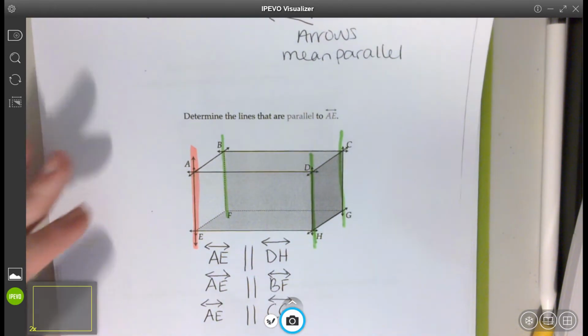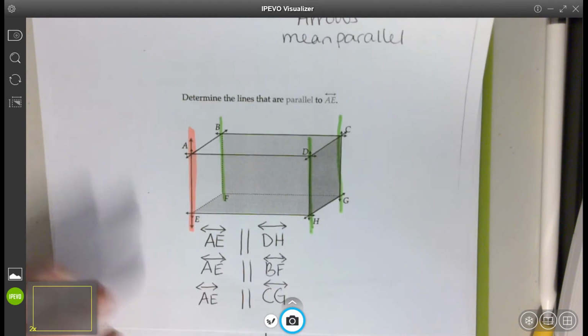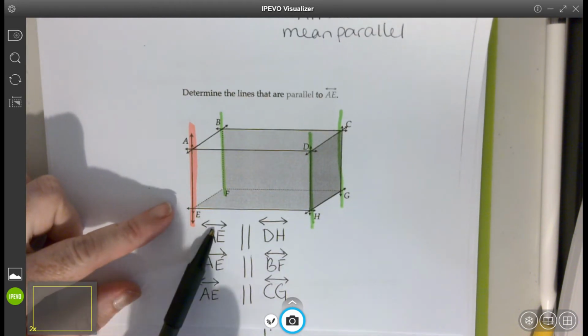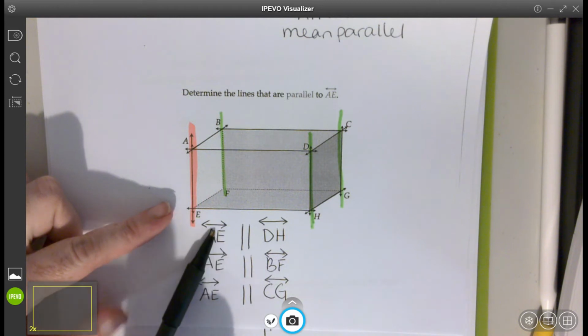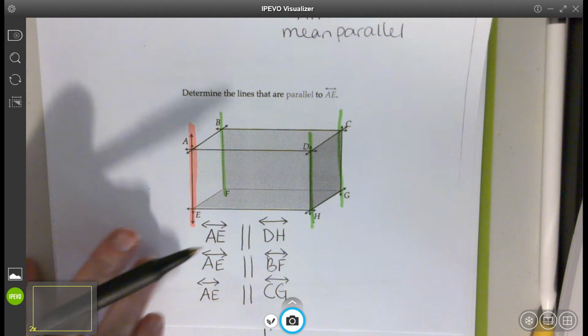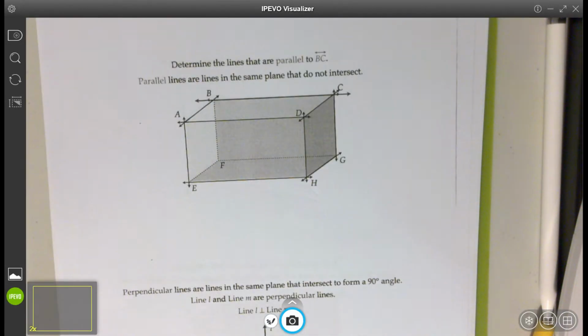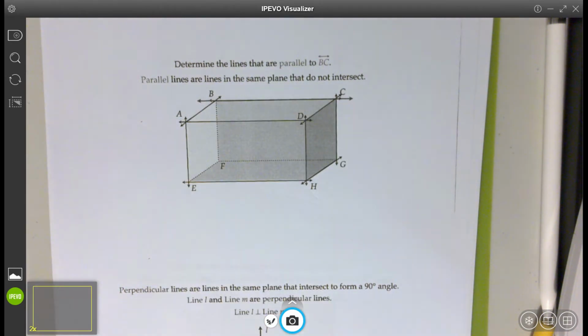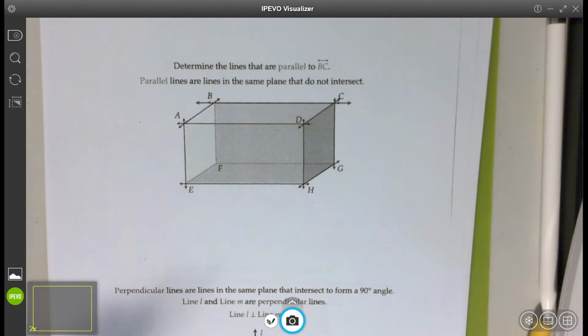So again, you can see all three pairs here, and you want to make sure that you're using your notation properly. All my letters are capitalized. I have my correct symbol with my arrows going in both directions and my parallel symbol. All right, going on to the next example. It says determine the lines that are parallel to BC. So we're going to do the same example, just using a different line.